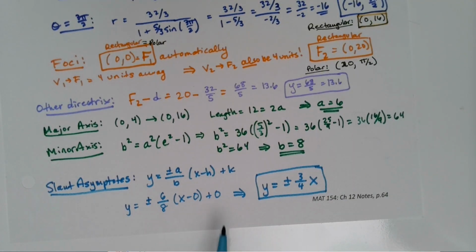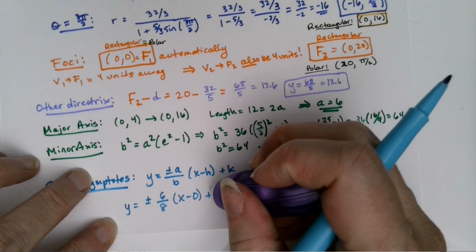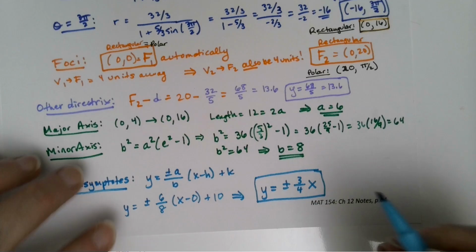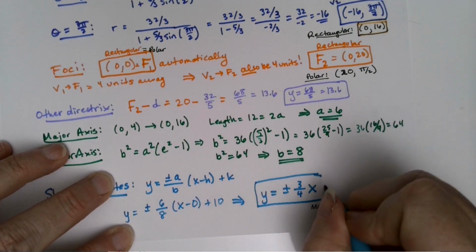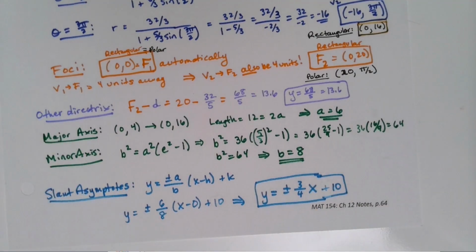Oh no, our k is not 0. Our k is 10. Sorry, I can't read my own handwriting. Let's talk about that real quick, because we never said it. I don't think I ever wrote it anywhere. The center is not at the origin. The focus is at the origin. So let's make a quick note here.